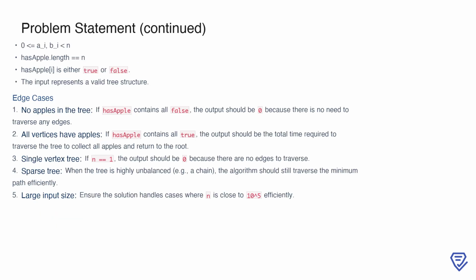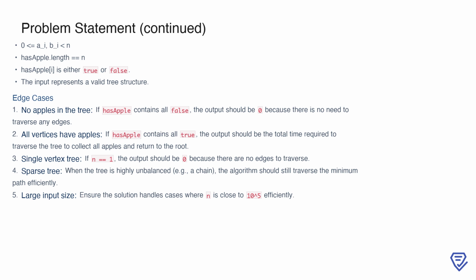The problem comes with several constraints and edge cases to consider. The number of vertices, n, can range from 1 to 10^5, and the tree structure is always valid. The edges array contains n-1 pairs, where each pair represents a connection between 2 vertices. The hasApple array has a length of n, with each element being either true or false.